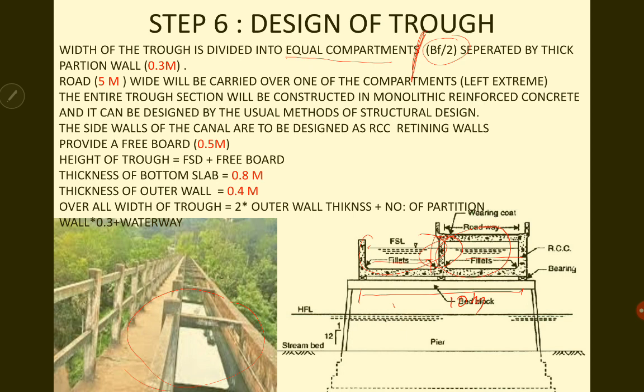And also an inspection road has to be provided. Usually 5 meter wide is provided, and it is usually provided in the left extreme. Here I can see the left extreme compartment is having the roadway. It all depends upon the design. If 5 meter is available here, then you have to provide 5 meter. If it's not available, then you have to design it accordingly.